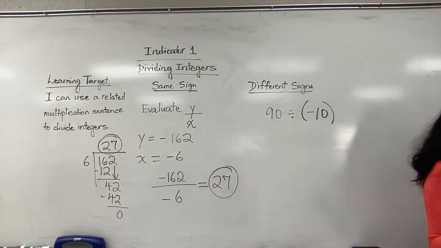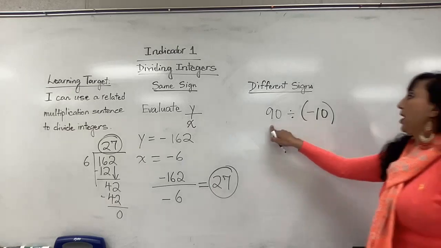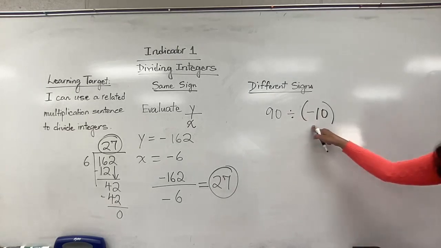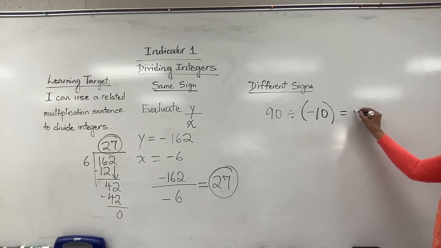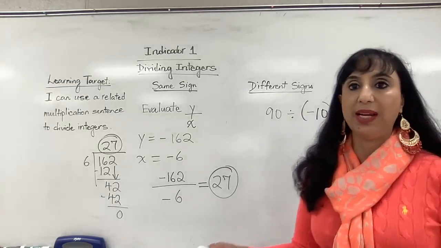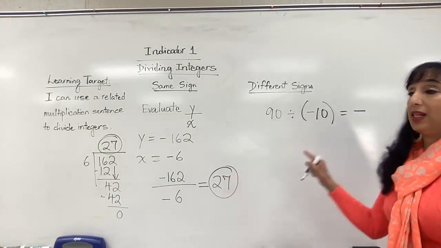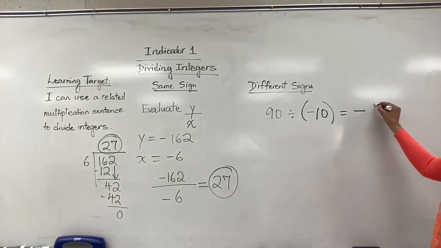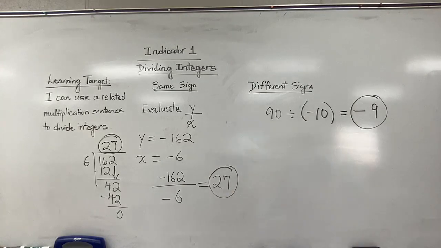As you can see, the signs of the integers are different. This is positive, this is negative. So therefore, my quotient is going to be a negative answer. And I know that 10 times 9 is going to be 90. So 90 divided by 10 is 9. And the quotient is negative because they are different. So my quotient is going to be negative 9.